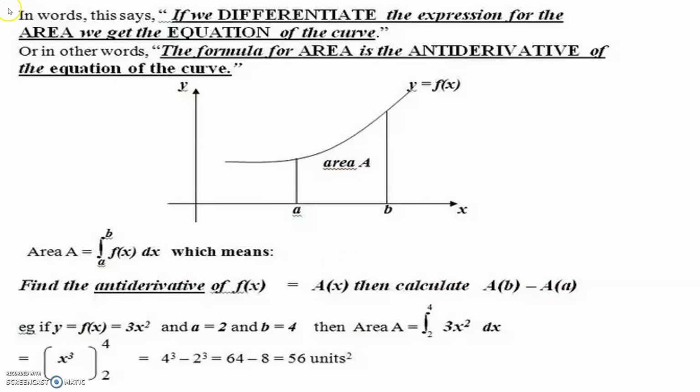What does that mean? Suppose we take a small example to realize that. y is equal to f of x is equal to 3x square is the function, and a is equal to 2 and b is equal to 4 is given. What is the area formula? Yes, it is right. Area is equal to the integral from lower limit a to upper limit b of f of x dx. We have to put a is equal to 2, upper limit is 4, 3x square is the function.